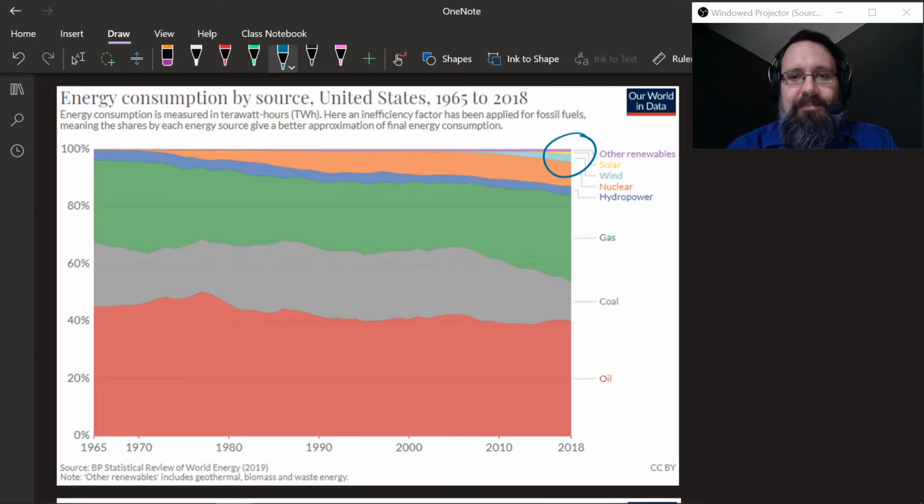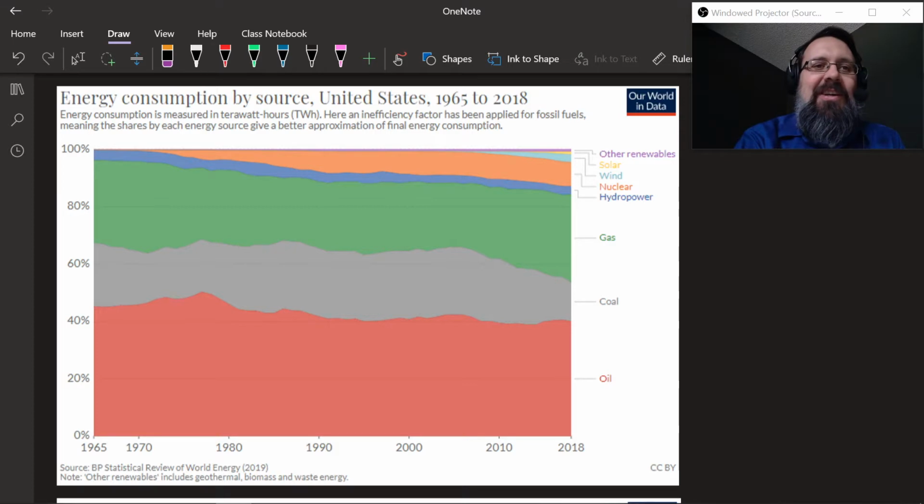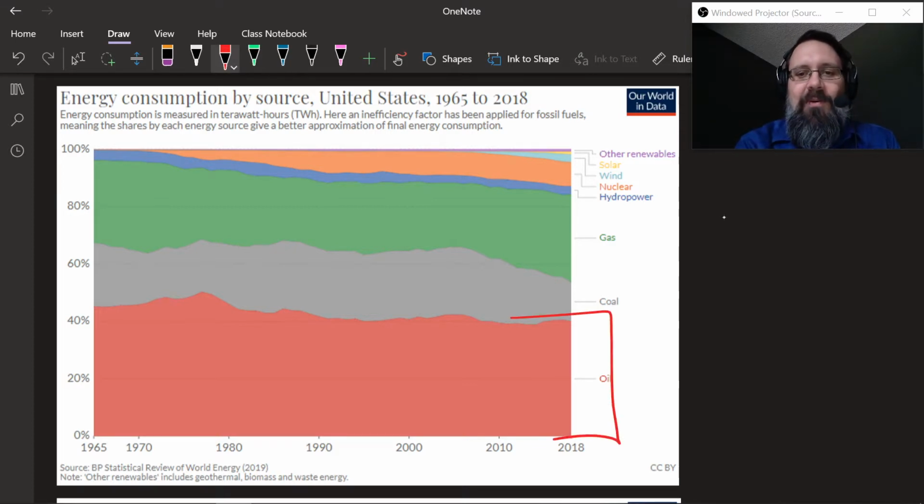Because people are stubborn and don't like change, and people want to make money. Well, yeah, but also it's just easier. It's easier to power cars off oil. You notice almost a third of our world energy consumption is oil.